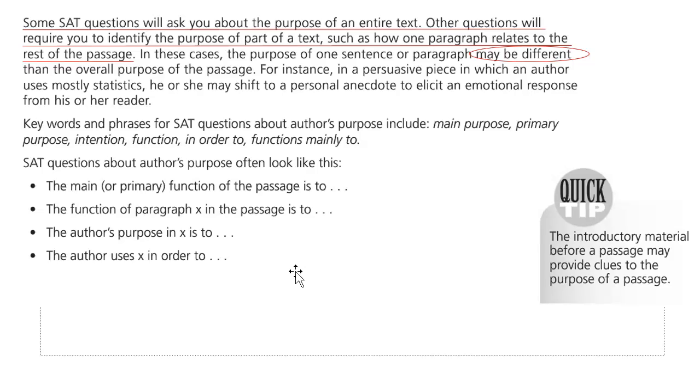Some SAT questions will ask you about the purpose of an entire text. Other questions will require you to identify the purpose of a part of the text, such as how one paragraph relates to the rest of the passage. In these cases, the purpose of one sentence or paragraph may be different than the overall purpose of the whole passage. So for example, in a persuasive piece in which an author uses mostly statistics, he or she may shift to a personal anecdote to elicit emotional response from his or her readers. And so be aware of just that difference in what the question is asking you. So let's get started.